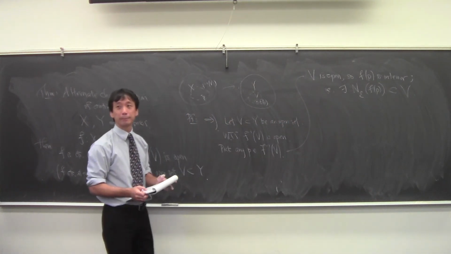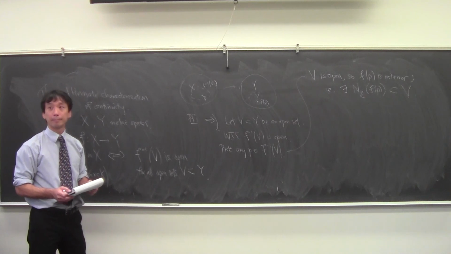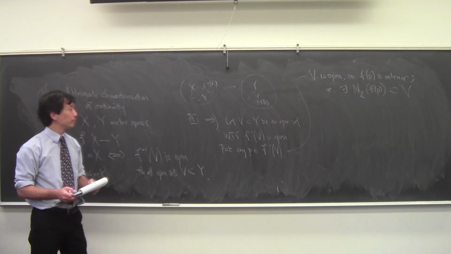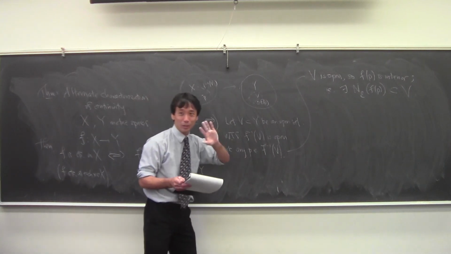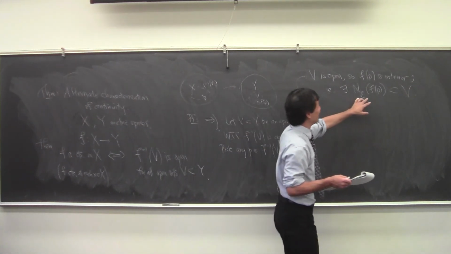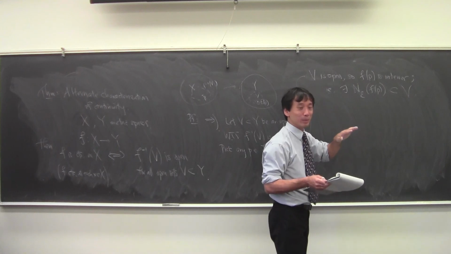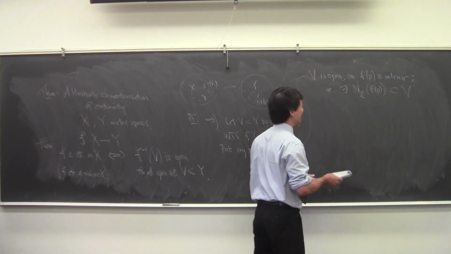How does this define continuity without a metric? Because don't you need a metric to define openness? No, you don't. I'll talk to you later. I mean, now we do, later you don't.